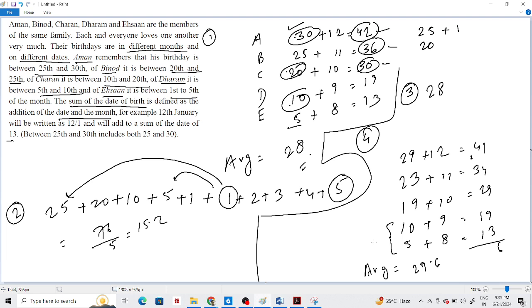So I'll keep it 5 because it already satisfies. So the answer is 27.6.